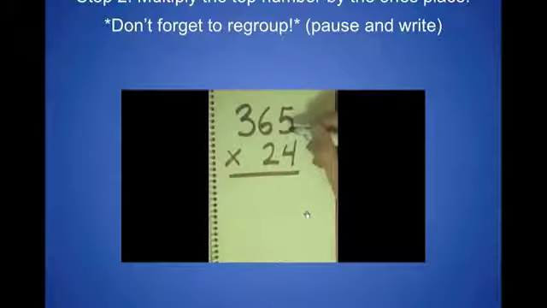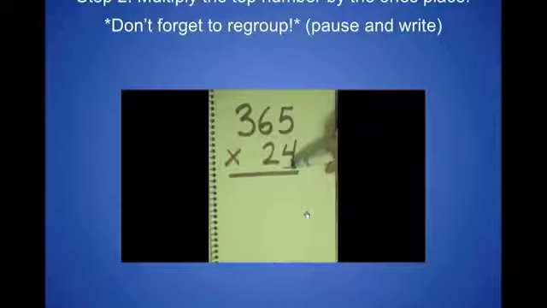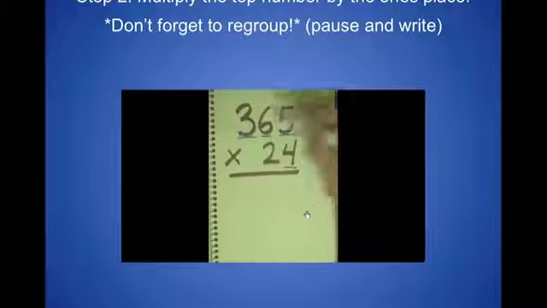Step 2, you will multiply the top number by the ones place. Don't forget to regroup. Pause and write down your work. The second step is going to be to multiply the larger number by just the ones place in the smaller number. So what I do is I just underline all the numbers I'm going to be working with in this step to make sure I don't get confused.